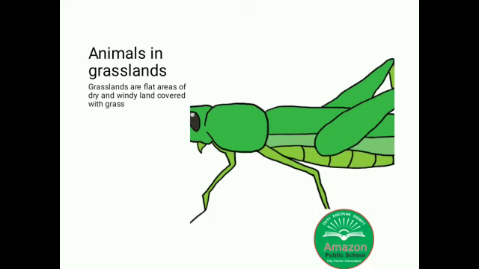Animals in grasslands. Grasslands are flat areas of dry and windy land covered with grass. In some grasslands, a few trees are also found. Grasslands have large trees and heavy bushes. For example, grasshopper.